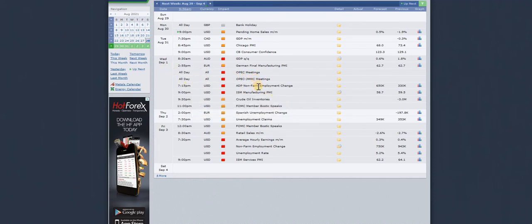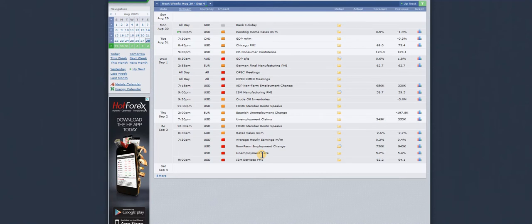Wednesday, OPEC meetings and news out of the US: ADP, non-farm employment change, ISM manufacturing. Not big market moves at all, generally, unless the numbers come in way off. Not much on Thursday. Friday, we have the non-farm payrolls, the unemployment rate and employment numbers in the US. That can be a market mover, so just be careful of that one. Normally Canadian employment numbers go the same day, but it looks like they put it off for another week. So it's just non-farm payrolls.